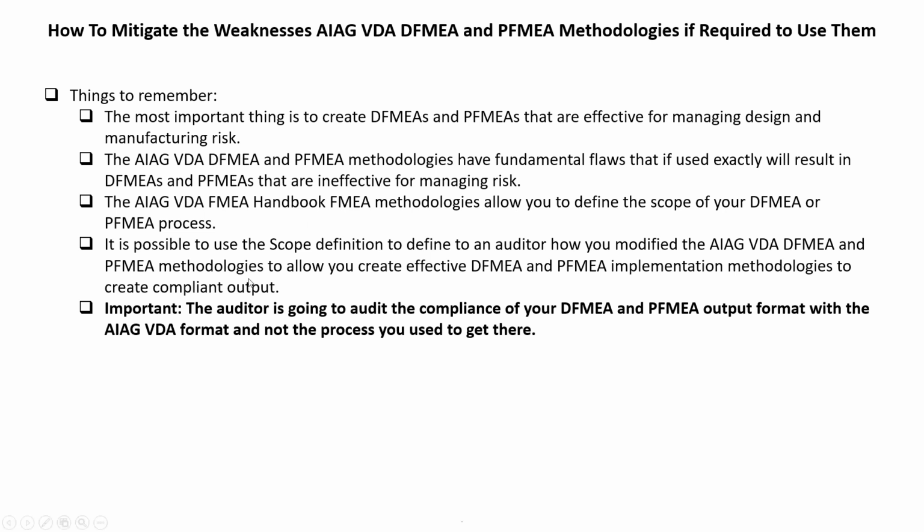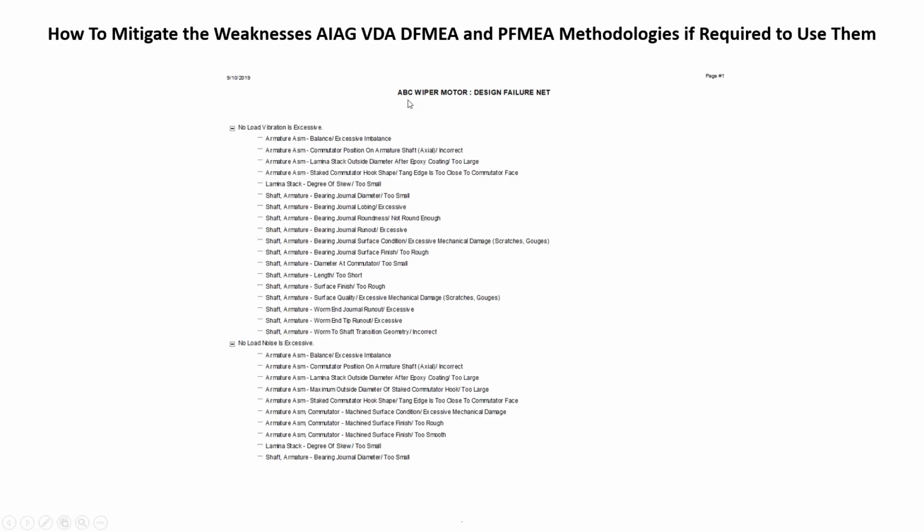And in the end, you can get FMEAs that are compliant from a format standpoint, but really weren't done using the methodology. I have here in bold a point that is very important to remember: the auditor is going to audit the compliance of your DFMEA and PFMEA output format with the AIAG-VDA format. They're not going to audit the process you use to get there. This is an example. This failure net was created by FMEAs that were done using the AIAG 4th edition FMEA methodology that have passed an audit, and these people knew nothing then and know nothing today about how the VDA process works.